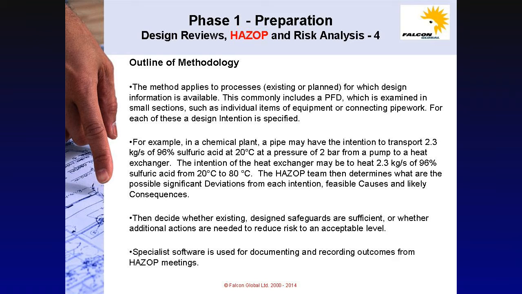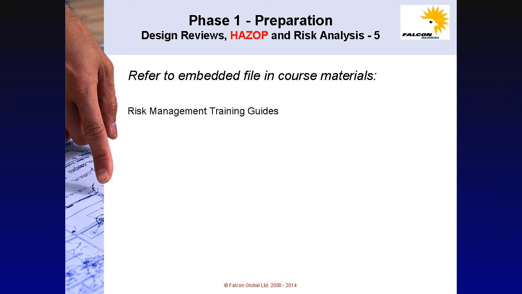The HAZOP team then determines what are the possible significant deviations from each intention, feasible causes, and likely consequences. They then decide whether existing design safeguards are sufficient or whether additional actions are needed to reduce risks to an acceptable level. Specialist software is used for documenting and recording outcomes from the HAZOP meetings. For guidance on how to perform HAZOP studies, refer to the embedded file.